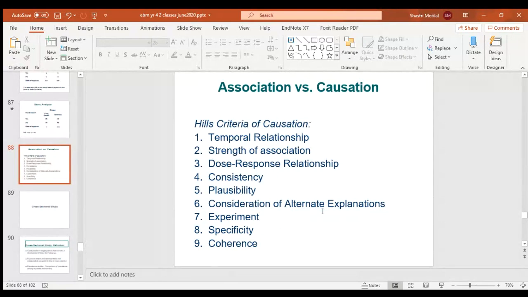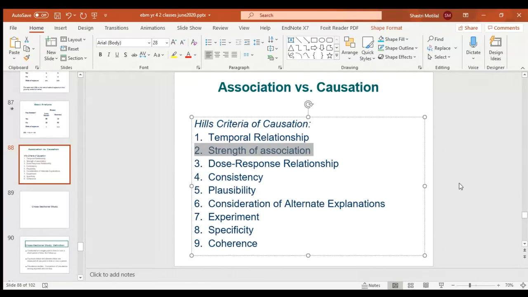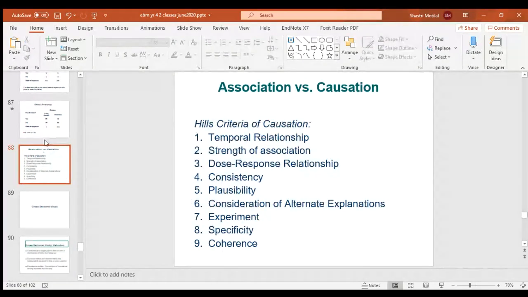I'm not going to go through the rest, but just to say, usually if you want to prove causation, you have to go beyond simply reporting an odds ratio. You have to try to address all these other factors.